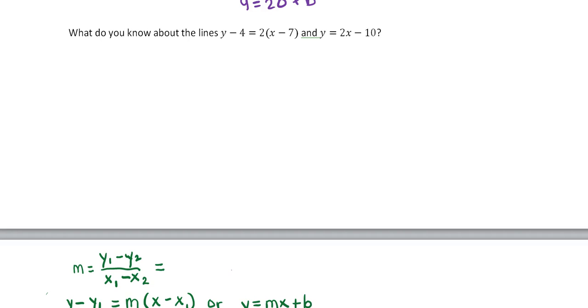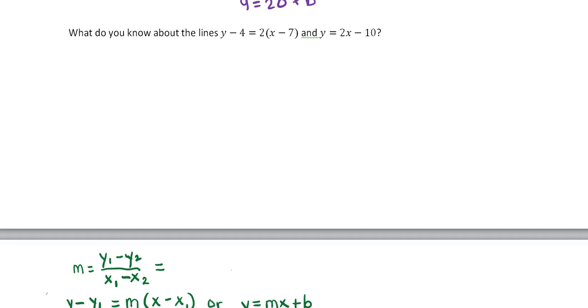Alright, so we're asked, what do we know about the lines y minus 4 equals 2 times the quantity of x minus 7, and the equation of the line y equals 2x minus 10? We have four options basically. It could be parallel, perpendicular, neither parallel nor perpendicular, or it could be the same line. Now, the only one that's going to have the same line is going to be parallel, right? If they appear to be parallel, we have to check that they're not the same line. They have to have a different intercept.